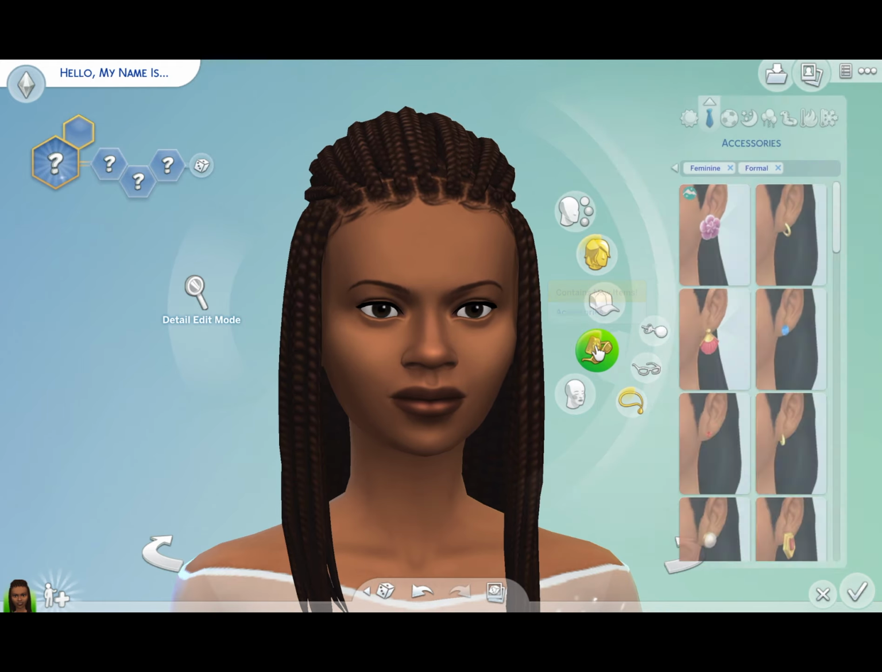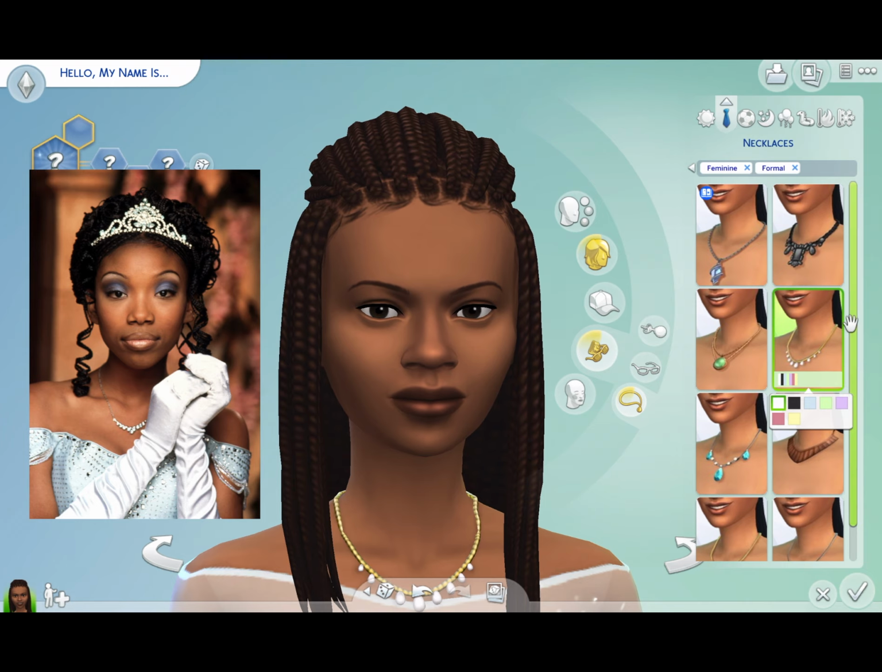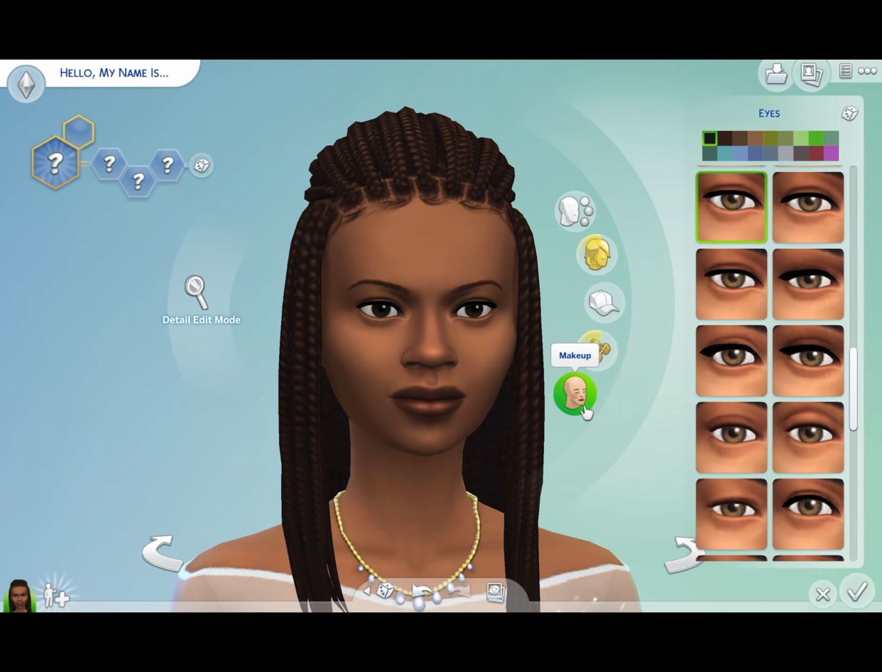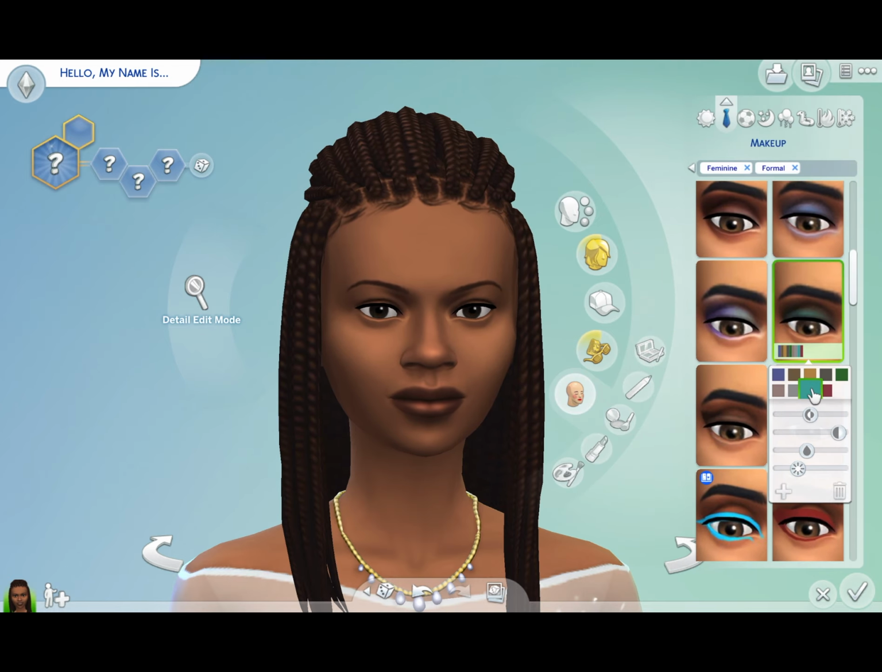And this is me actually trying to find a tiara, because, you know, when she transforms into Cinderella, she has a tiara on, and I couldn't find one for the life of me. So I was like, okay, well, unfortunately, Brandy will not have a tiara, or Cinderella. They're the same person, right? No, they're not. I'm kidding.